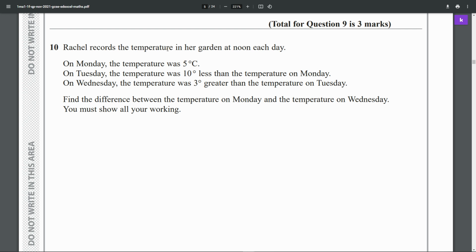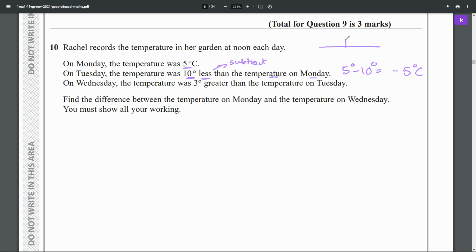Rachel records the temperature in her garden at noon each day. On Monday, the temperature was 5 degrees Celsius. On Tuesday, the temperature was 10 degrees less than the temperature on Monday. So let's see, what does less mean? Less means subtract. So we got to go 5 degrees minus 10 degrees, which means it's actually negative 5 degrees Celsius.